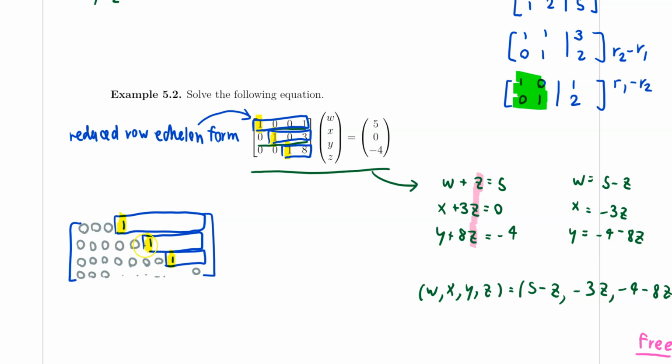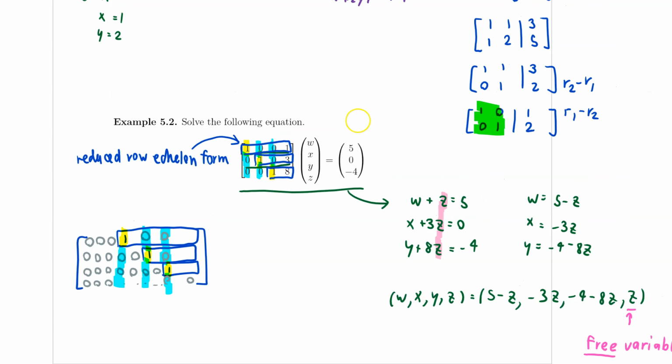Also, if I look at each leading one, all the numbers above and below the leading one are going to be 0. So all the numbers above and below this leading one are 0, so all these have to be 0. Wait, I don't have two 0s here, so this should be just 1, 0. Okay, so these are the properties of a matrix in reduced row echelon form.